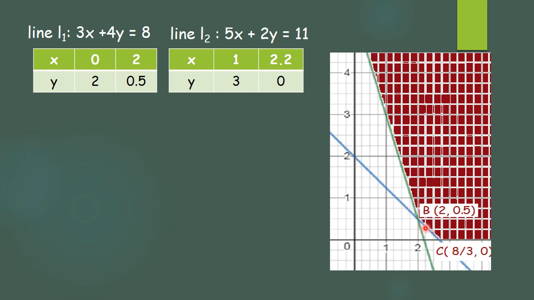Correct. Now the region they have stated was at least 8. It means the total should be greater than or equals to 8. If we replace x with 0 here, 0 plus 0 is 0. 0 is not greater than 8. So it will not come towards the origin. We require the region above this line. With the first line, it should be above this blue line. Second, I have plotted this, that is 1 comma 3 and 2.2 comma 0. And after this, when we get this line, the region again we will check.